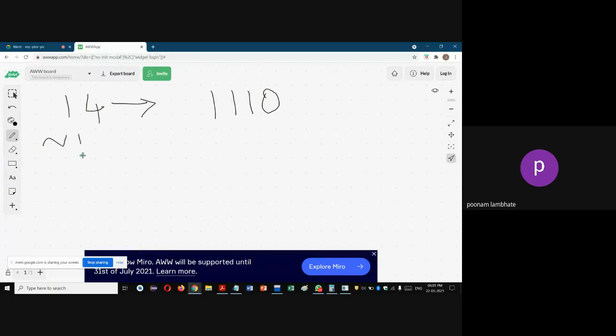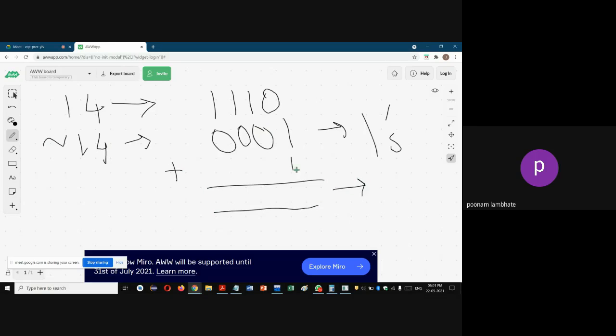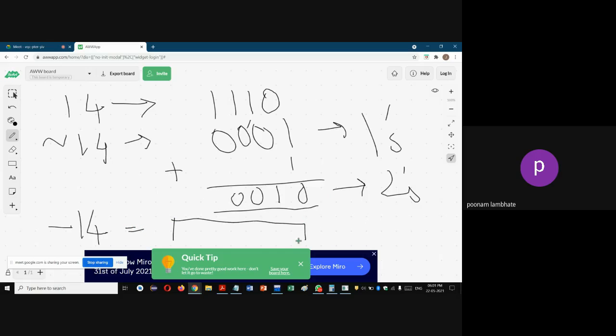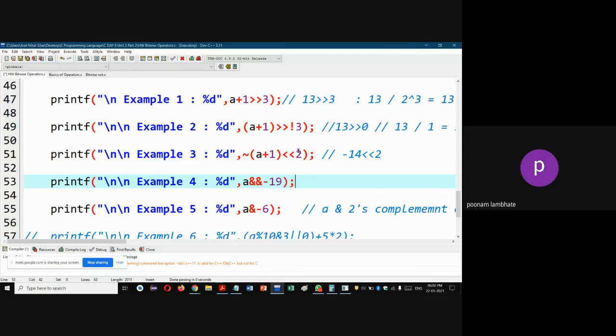Then you have to take its ones complement, so make zeros as ones and ones as zeros. Then you have to add 1 to get the 2's complement. This will all be taught to you when you study number systems. 1 plus 1 is 0 with carry 1, 0 plus 1 is 1, 0, 0. So this is the 2's complement. Since I'm considering minus 14, there are two parts to represent this: you write the 2's complement of 14, and then you write 1. So the 2's complement of minus 14 is 1, 0, 0, 1, 0. And this value you have to left shift by 2. Whatever answer you get, you can verify here.